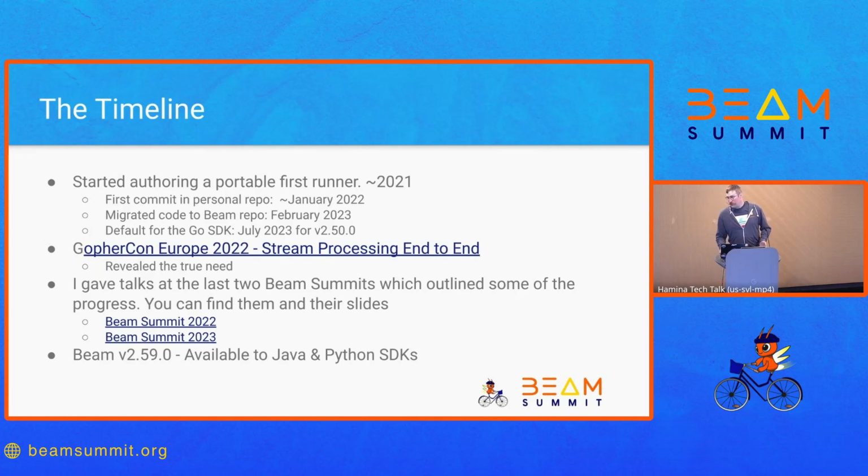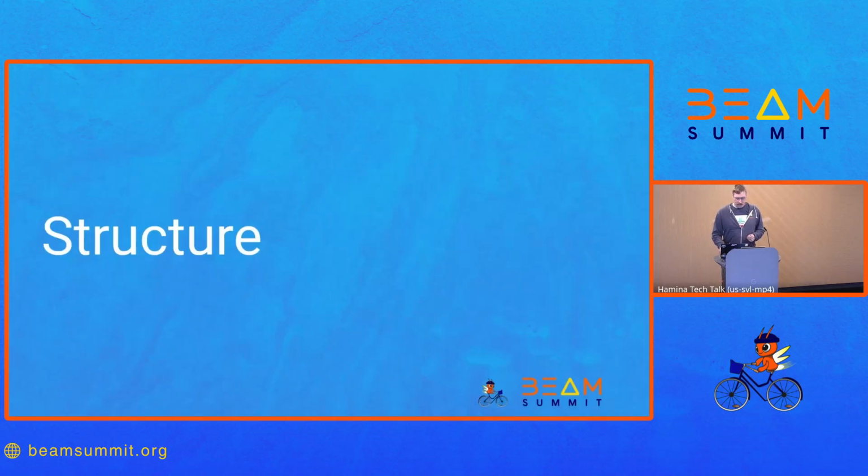The last two Beam Summits, 2022 and 2023, I gave other talks about Prism, kind of marking the progress, noting some of the needs and foibles with direct runners generally. But with the 2.59 release that is in progress right now, Prism will be available to the Java and Python SDKs. So progress has very much been made.